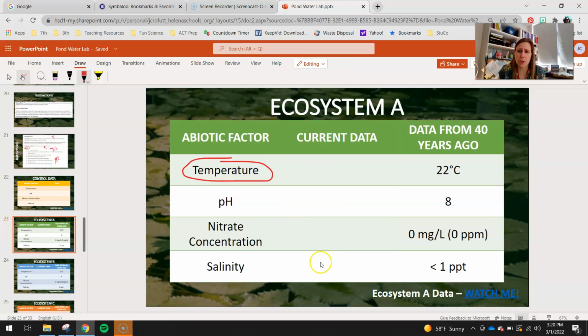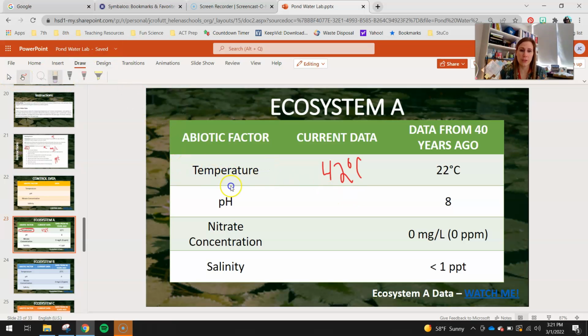So if I measure the temperature for ecosystem A and it comes up as like 42 degrees Celsius, you would put a circle around temperature just to take a note and indicate, all right, something's different with the temperature from 40 years ago to now. So that's something I need to pay attention to when I'm answering my questions at the end.